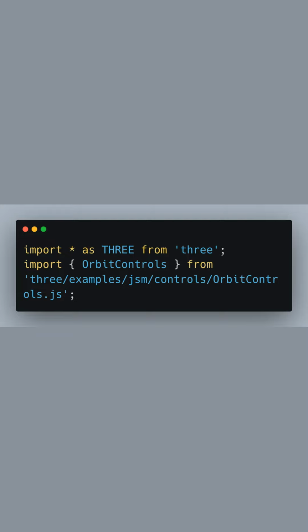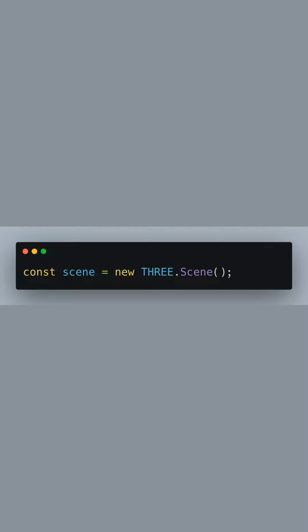We begin by importing the necessary modules from Three.js. Here, we have the Three object and the orbit controls from the Three.js examples, which allow us to add interactive control over the camera view in our scene. Next, we create a new scene object.